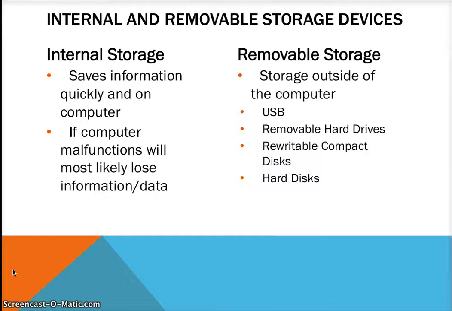So removable storage or external storage devices are exactly what they state: storage devices outside of the computer, which allow for easy transportation of information. Examples of removable storage include a USB, a removable hard drive, rewritable CDs, or hard disks. Removable storage is also a good way to back up your information stored on your computer.